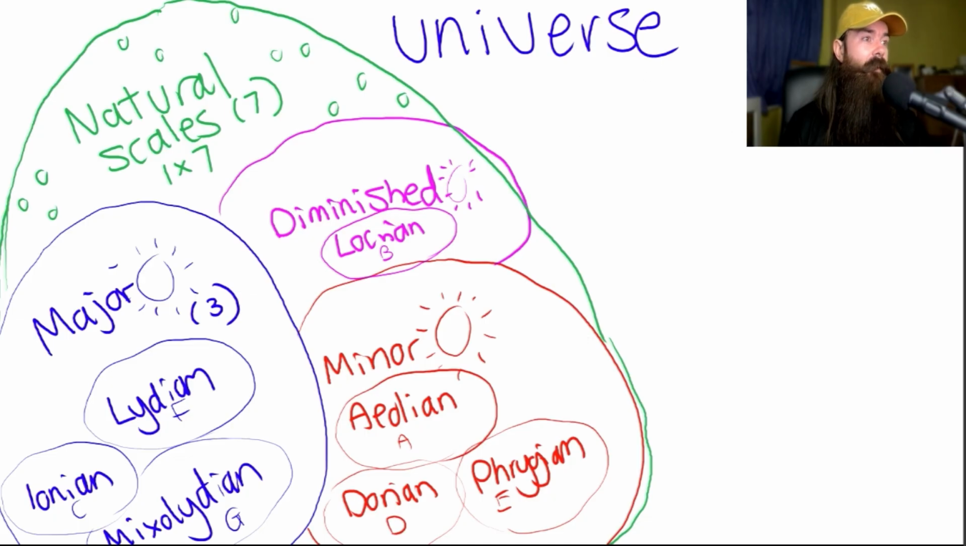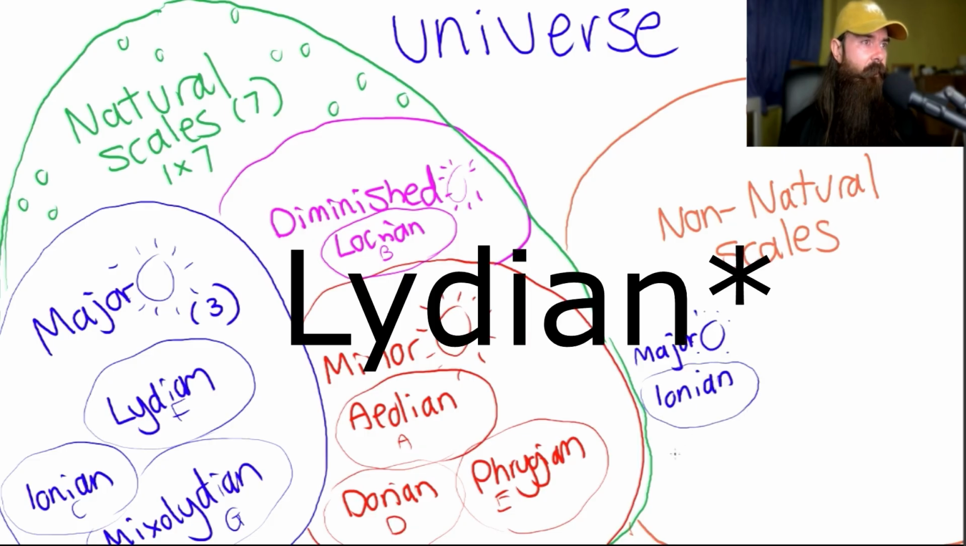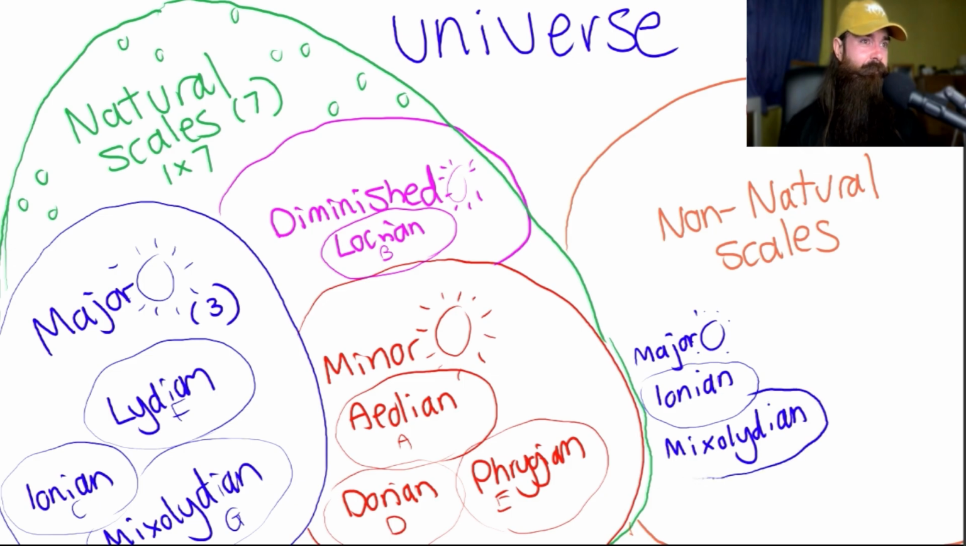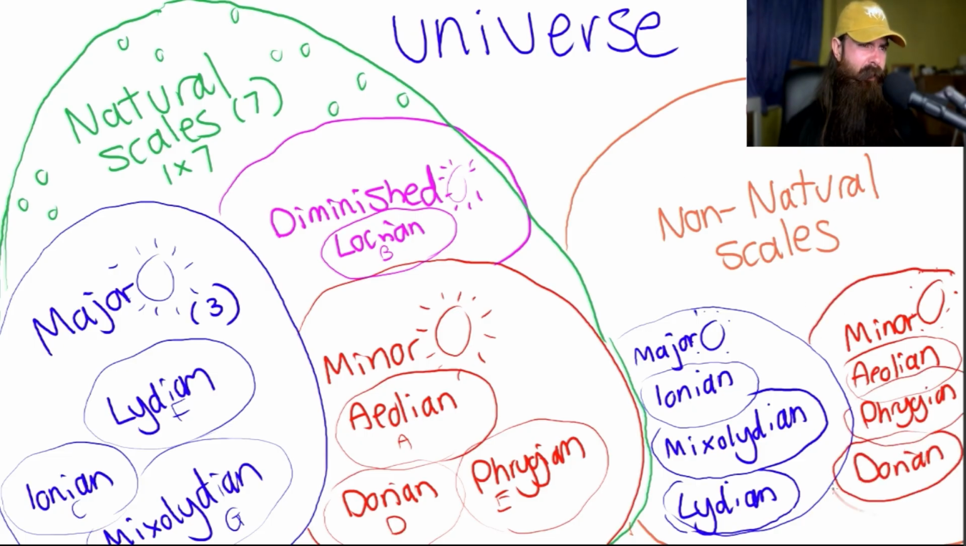But now let's talk about this other neighbouring galaxy. So this is the non-natural scales. If you can kind of already see what I'm trying to do, it's a Venn diagram. It's not going very well, but just bear with me. So this is the non-natural scales galaxy. And it's the exact same thing as before. We've got a major solar system of Ionian, Locrian, and Mixolydian. We've got a minor solar system of Phrygian, Aeolian, and Dorian. And finally, we've got 1 lonely planet in 1 lonely solar system, the Locrian.